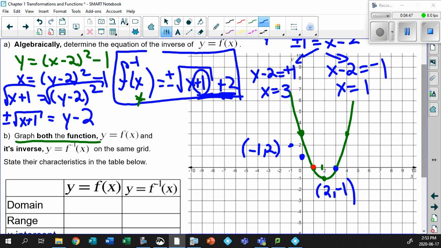Okay, and this intercept over here, well, we've done this one already. That is (3, 0), so that's going to be (0, 3). Boom, up there. Oh, put it in blue. And all you've got to do now is connect the blue dots. There we go. There's our inverse graph.